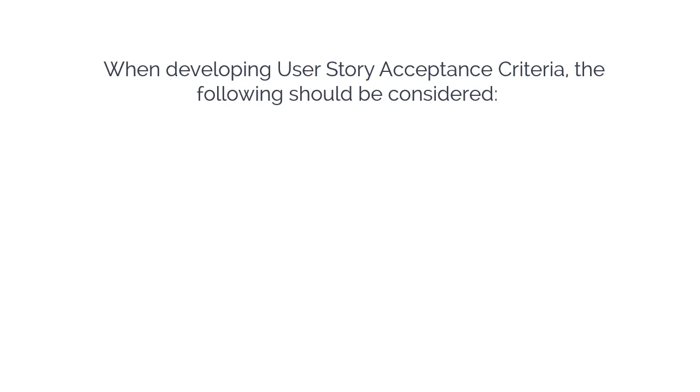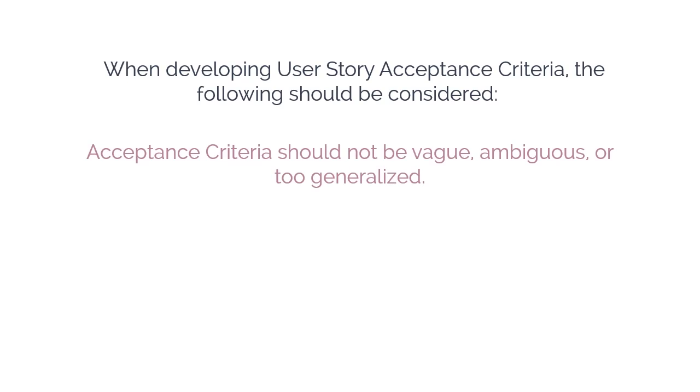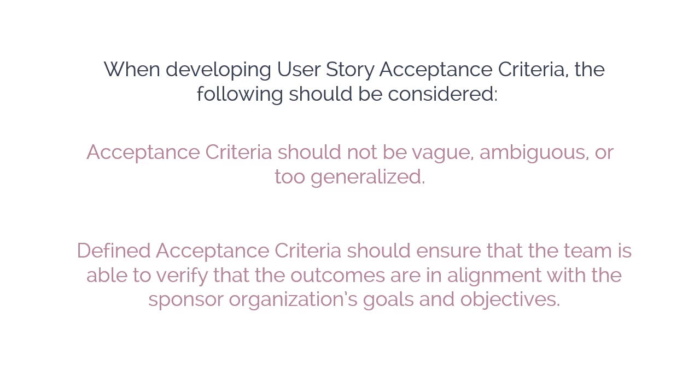When developing user story acceptance criteria, the following should be considered. Acceptance criteria should not be vague, ambiguous, or too generalized. Defined acceptance criteria should ensure that the team is able to verify that the outcomes are in alignment with the sponsor organization's goals and objectives.